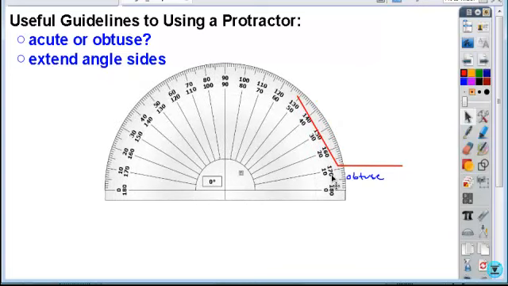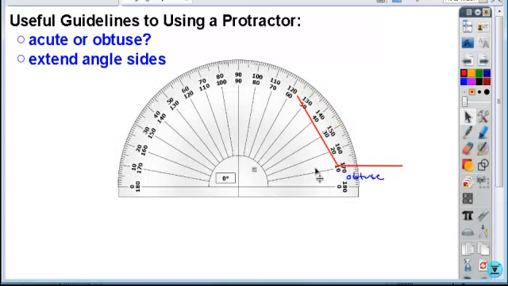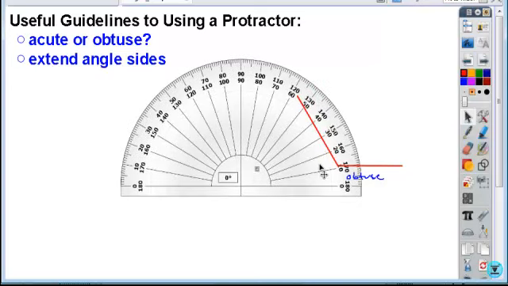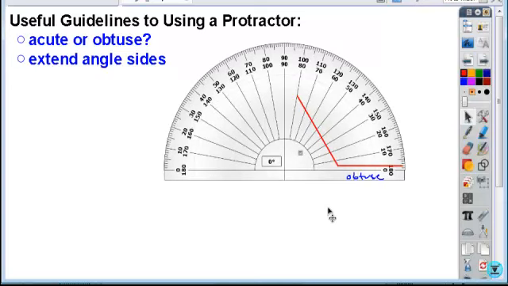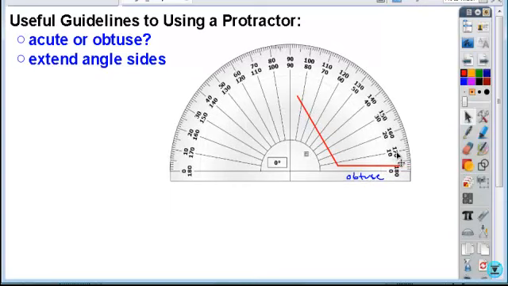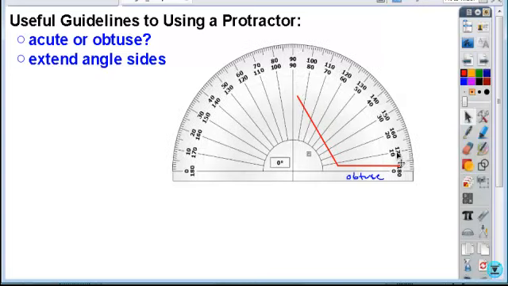Estimates usually occur when, as I line this up, can I tell specifically where this angle side is going to pass through the little tick marks to indicate the degrees? No, I'd only be able to estimate here. Now, I can see that it's going to be somewhere just beyond 120, right? Now notice the acute or obtuse. It's either 60 or 120, so I'm going to choose the obtuse angle.